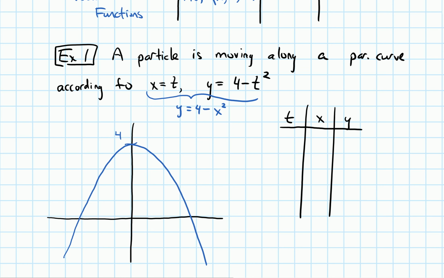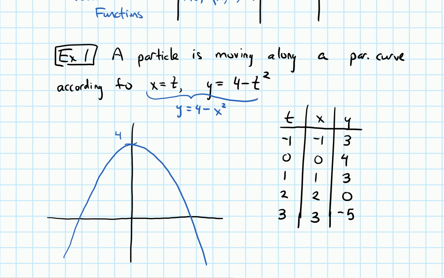I'm also going to plot some values here to figure out the direction of this particle. So I'm going to plug in -1, 0, 1, 2, and 3 in for the t. x is the same thing as t, so the x values are also going to be -1, 0, 1, 2, and 3. When we plug these t values into the equation for y, we get the following. If I plug -1 in, 4 minus -1 squared is going to be 3. If I plug 0 in, 4 minus 0 squared is 4. Plugging in 1, we'll get 3. Plugging in 2, we'll get 0. And plugging 3 in for the t, we'll get -5.